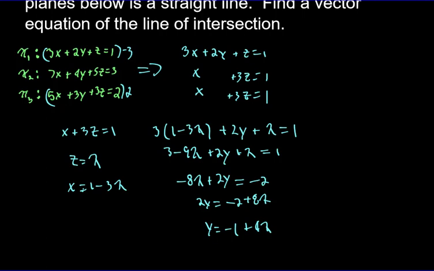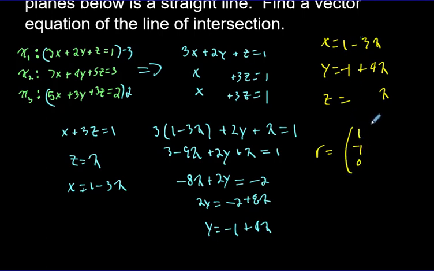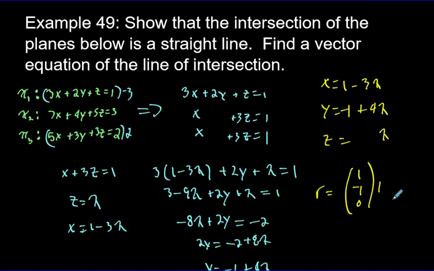So what do we have so far? x is equal to 1 minus 3 lambda, y is equal to -1 plus 4 lambda, and z we just let equal lambda. We wanted a vector equation of the line, so the line is going to go through the point (1, -1, 0). Our parameter lambda goes with the direction vector, which is (-3, 4, 1). And there you go. So that's my vector equation of the line.